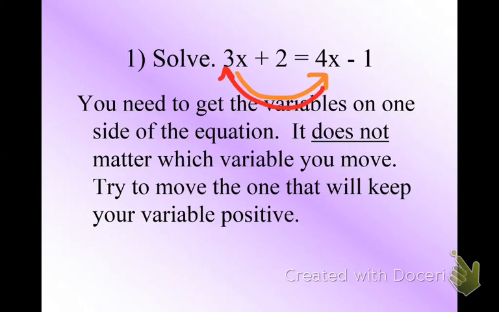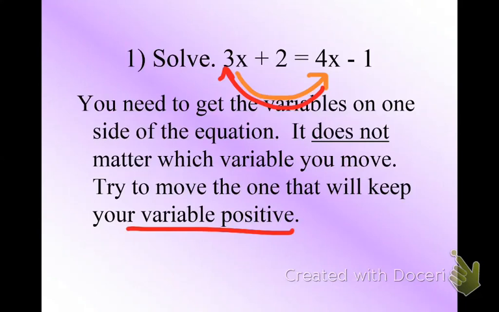If you move the 3x, 4x minus 3x is 1x, so it would stay positive. If we decide to follow the red path and move the 4x over to the left-hand side, 3x minus 4x is a negative 1, so there would be a negative in front of the x. Most students like to keep their variables positive. Honestly, it's up to you which way you do it. Either way will give you a correct answer as long as you are careful in keeping track of your steps. My suggestion is to keep your variables positive because I think it'll help you in the long run.